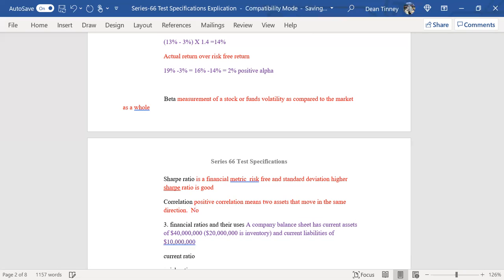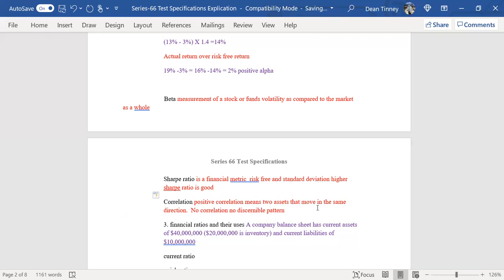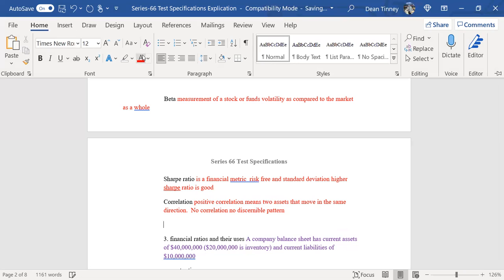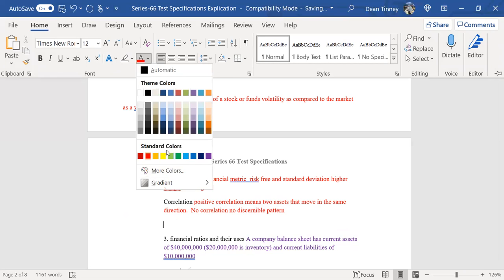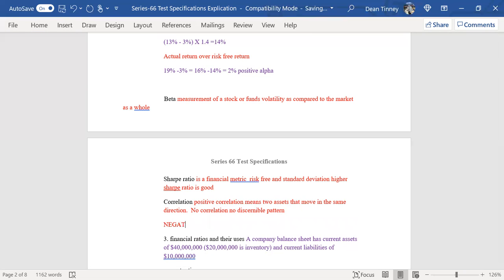No correlation means there's no discernible pattern. I wouldn't worry about that. And then, as I mentioned, I'll put this in caps, because this is definitely something you've got to be able to have an understanding of. There's no draw in which this concept is not going to come up.